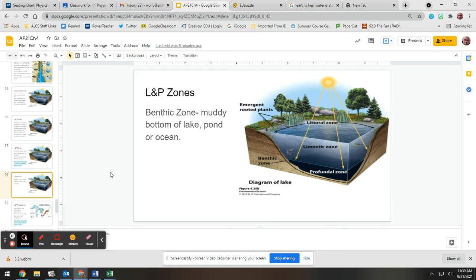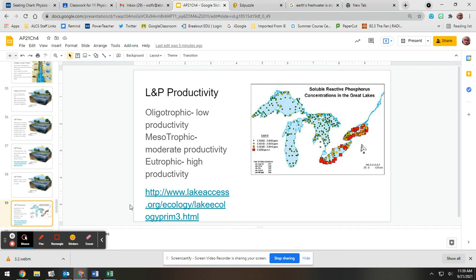So that's the anatomy of lakes and ponds. Now let's talk about productivity. So this is our Great Lakes, and on this productivity map, you can kind of see a trend. Lake Superior, Michigan, and a vast majority of Huron have little green squares. These are low productivity places.